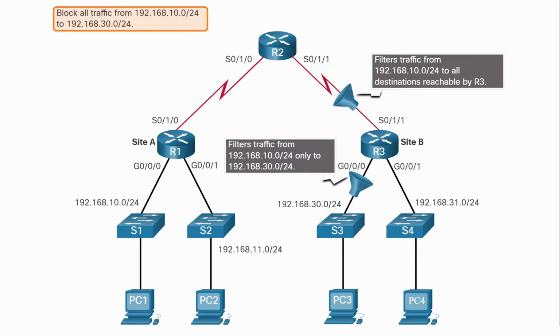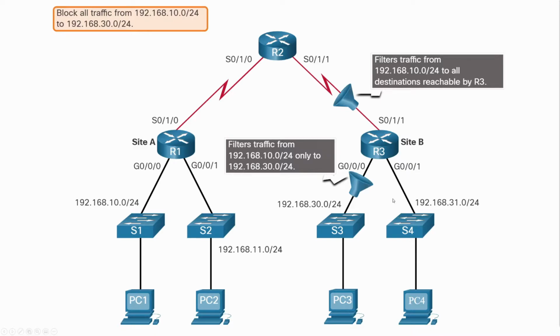There are 2 ACLs they have shown. The requirement is to prevent traffic from the 10 network over here on the left side off of router 1 from getting to the 30 network over here off of router 3. Both ACLs that they show accomplish this, but one is better than the other. And in this picture, they're using these little funnels to represent the ACLs. There's this ACL that's been placed on interface S0/1/1 on router 3. While it does prevent traffic from the 10 network from getting to the 30 network, it's also going to prevent traffic from the 10 network from getting to the 31 network down here.